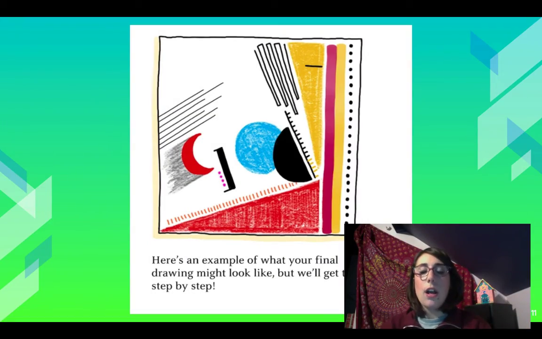Okay, so here's an example of what your final drawing might look like, but everyone's is going to be different depending on the different questions that we're asking. Are you an introvert or an extrovert? Where were you born? What time do you normally go to bed? Okay.